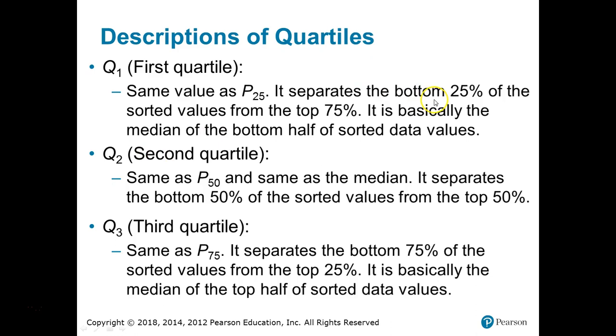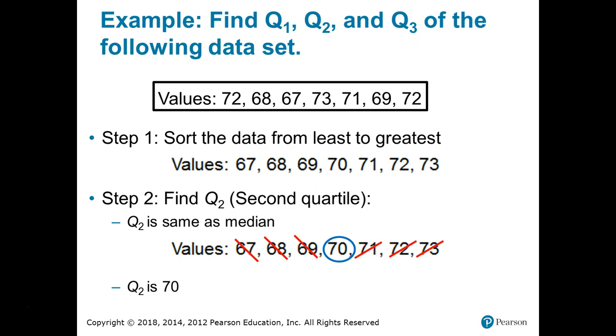It separates the bottom 25% of the sorted data values from the top 75%. And it is basically the median of the bottom half of the data values. It's the 25% point. It's a quarter of the way through. If you have 80 data values, P of 25 is going to be your 20th value. Third quartile, as you might be able to guess, is P75, and it separates the bottom 75% of the sorted data values from the top 25%. And it is basically the median of the top half. So let's look at an example. We have these data values right here, and I want to know Q1, Q2, and Q3.